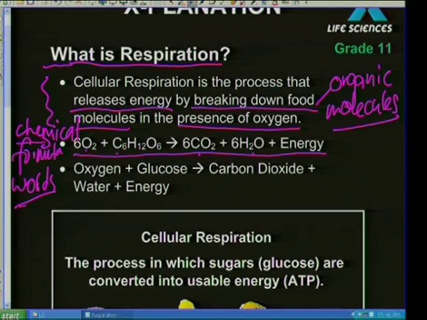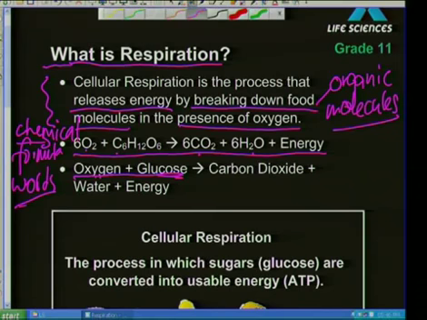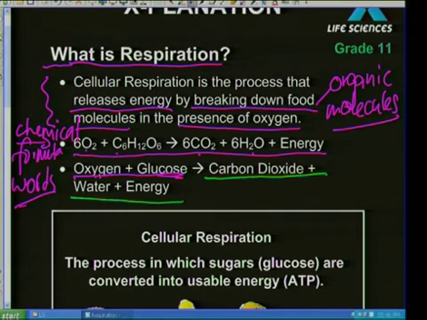And how do we do that? We simply say oxygen. Notice now we don't have to balance because we're just talking in general terms. We're not saying how many and what have you. Oxygen plus glucose, that's on the one side, gives us carbon dioxide, water, and energy.